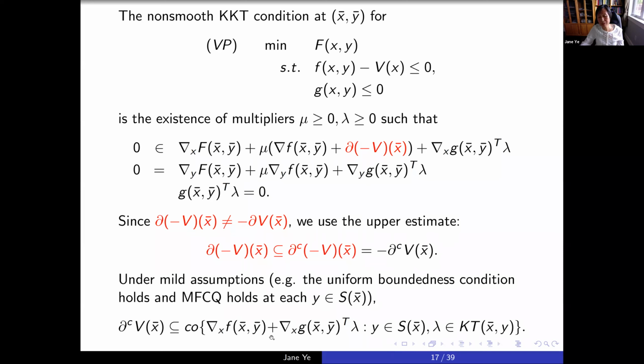Here, if you use the Lagrangian function, this is the gradient of the Lagrangian function with respect to x. And here y is, oh, this is a typo. This should be y, not y bar. Here also y. So y is any solution of the lower level problem, and the lambda here is a KKT multiplier. Here I use the notation KT. It's a KKT multiplier for problem P_x star x bar at y.